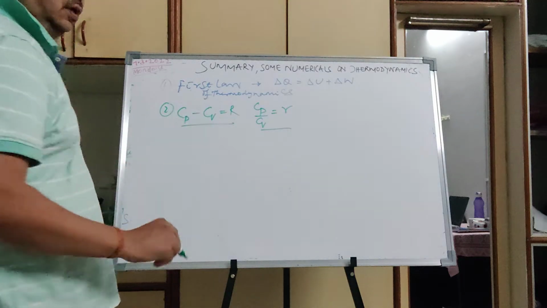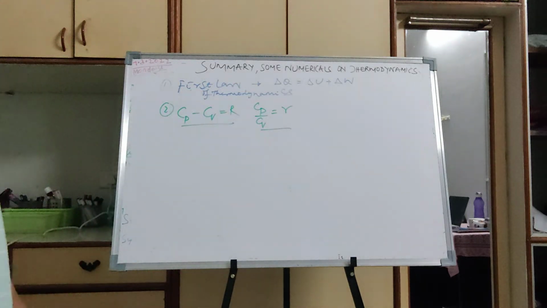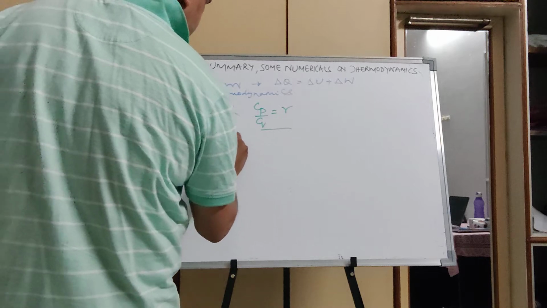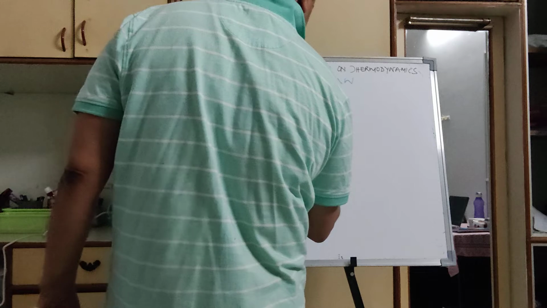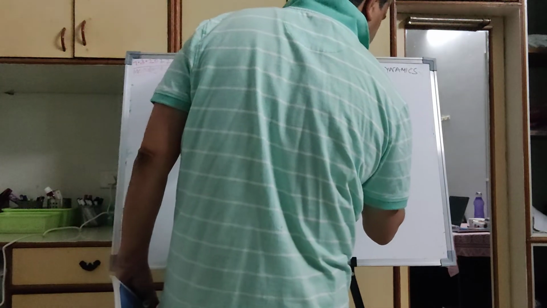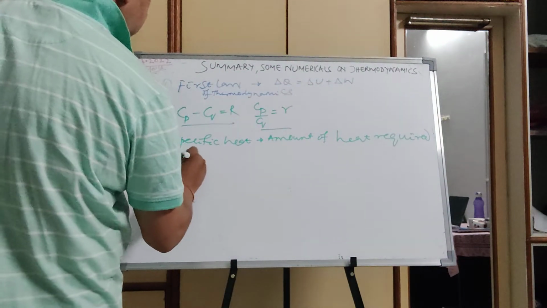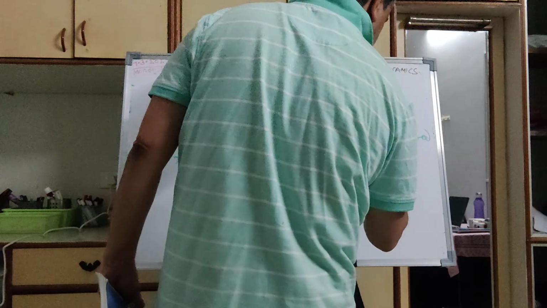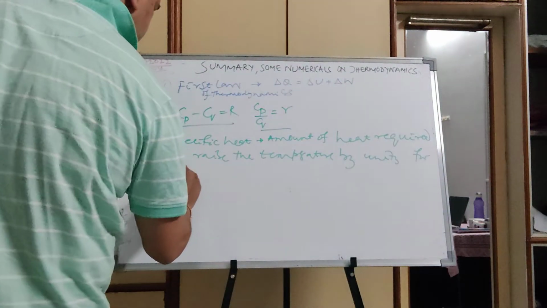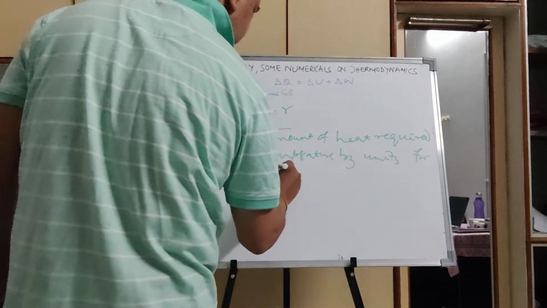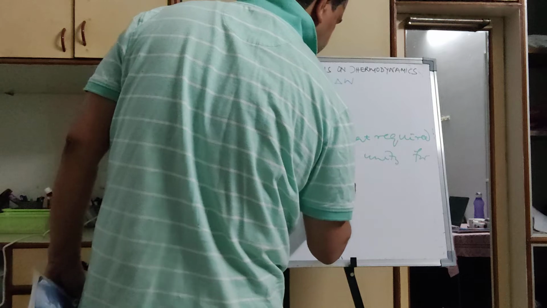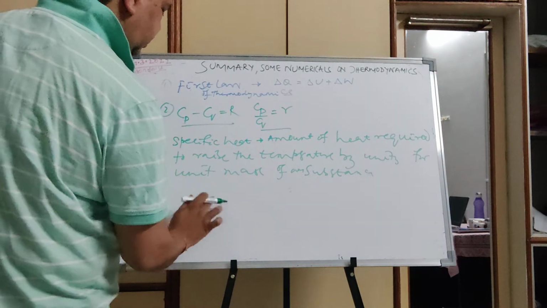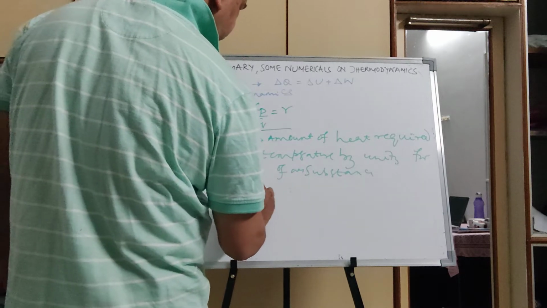So Cp is, I told, specific heat at constant pressure, Cv specific heat at constant volume, and specific heat is what? Specific heat is nothing but the amount of heat required to raise the temperature by unity of unit mass of any substance. So that is specific heat, and we have said that if you are applying some heat, Q is equal to m c delta T.